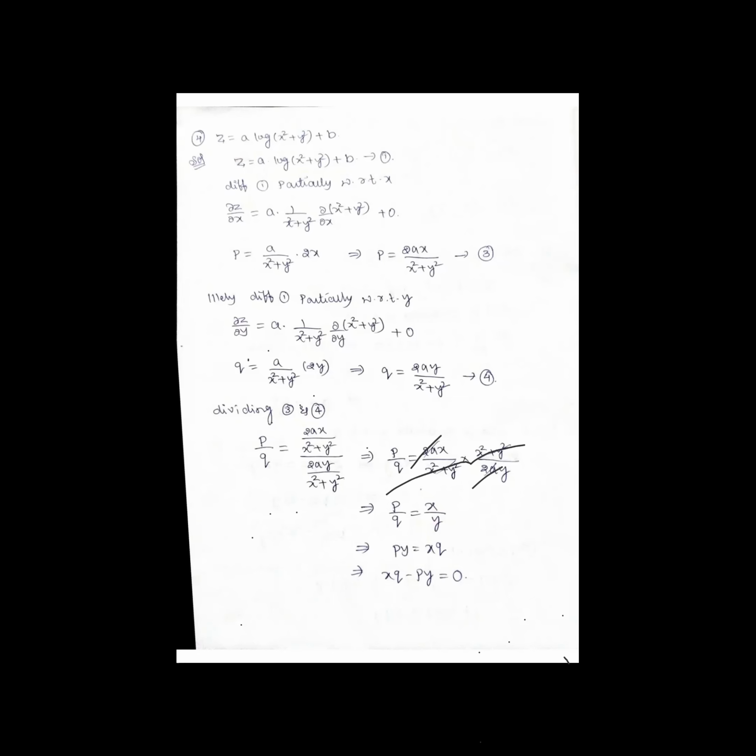So x by y remains. So P by Q is equal to x by y. Do the cross multiplication, this into this into this. So Py is equal to xQ. So xQ minus Py is equal to 0.